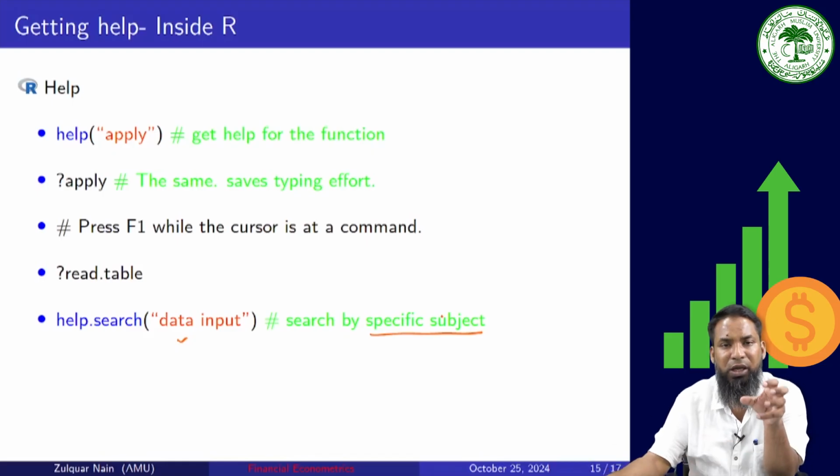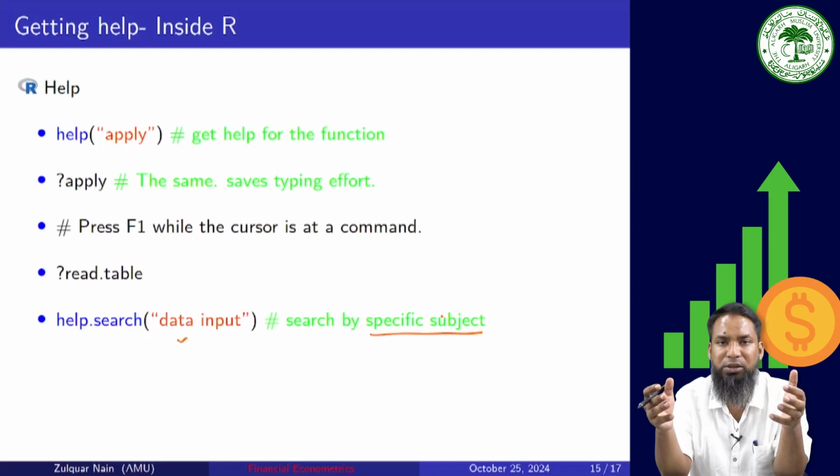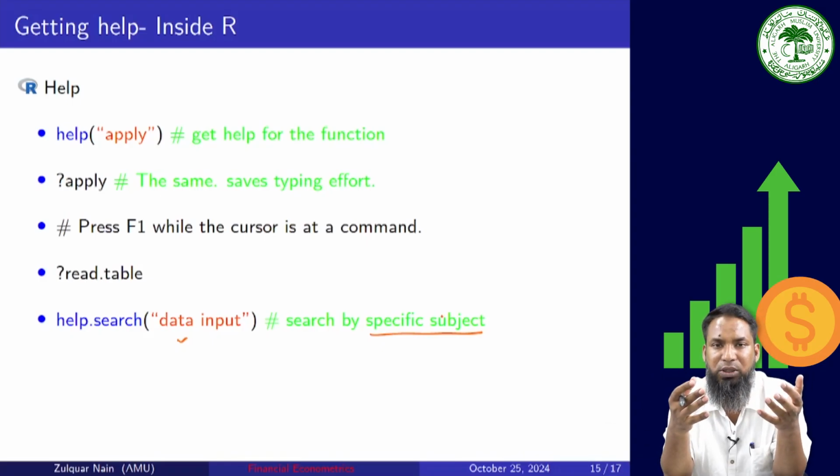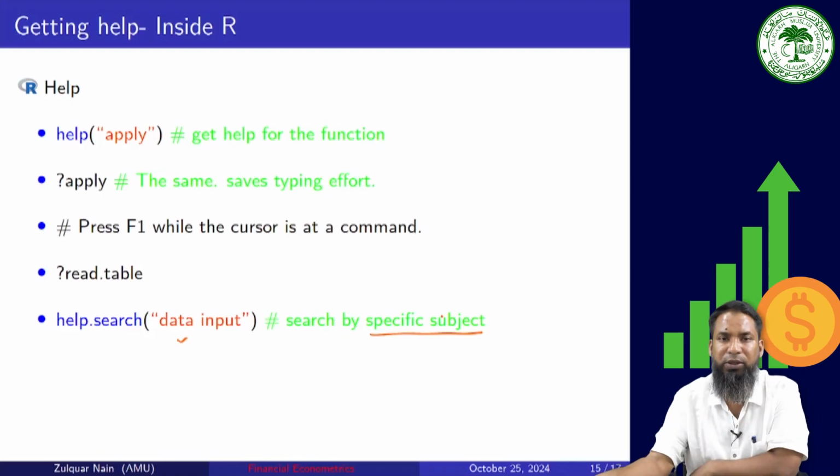For example, you can use help.search basic statistics. So how to find the basic statistics? Those things we can do here.